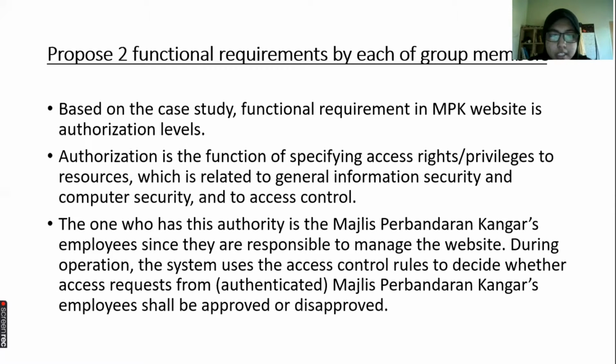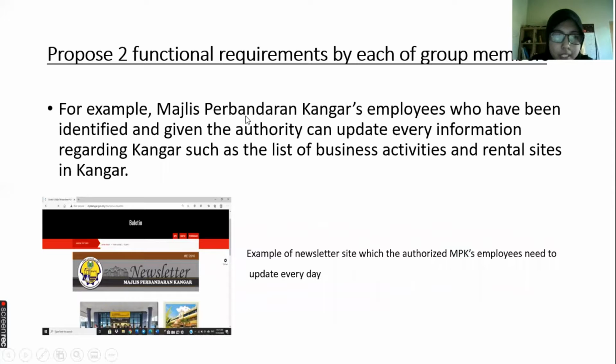During operation, the system uses access control rules to decide whether access requests from authenticated Majlis Perbandaran Kangar employees shall be approved or disapproved. For example, we can look here, employees who have been identified and given the authority can update every piece of information regarding Kangar, such as the list of business activities and rental sites in Kangar. Here is an example of the newsletter site, which the authorized MPK employee only needs to update every day. So this means that the MPK employee is the only one who has the authorization.